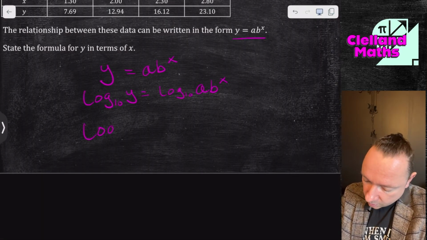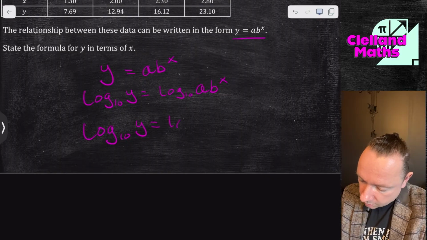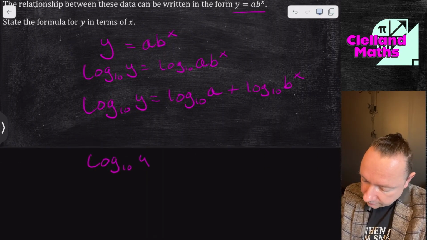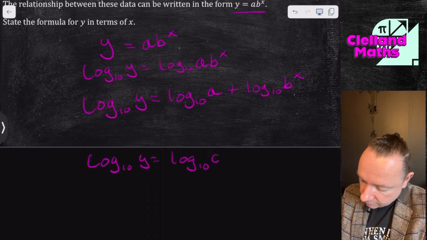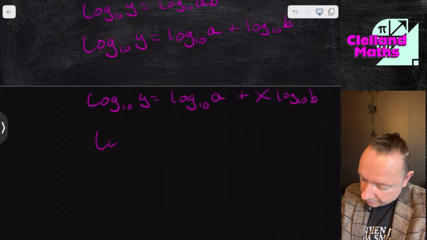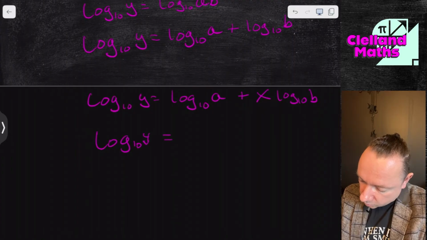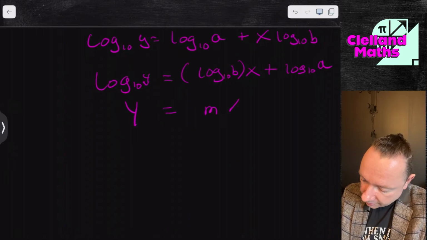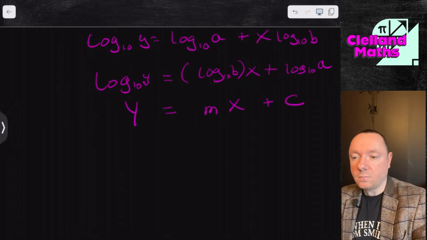So log base 10 of y equals log base 10 of a plus log base 10 of b to the x, which is log base 10 of a plus x log base 10 of b. Rewriting that in the form y equals mx plus c, log base 10 y equals, we want the x bit first, so log base 10 b times x plus log base 10 a. So that means we've got y equals mx plus c, and we're done there.